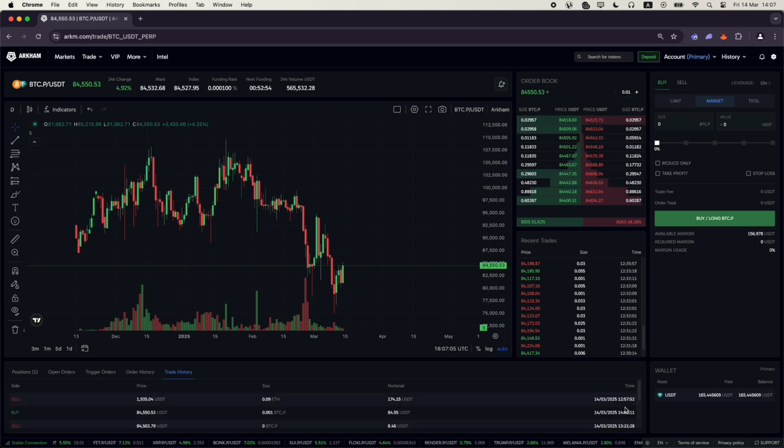In the wallet section on the bottom right, you can check how much USDT you have available as margin. Margin is the money you put up as collateral to borrow against for trading. Keep an eye on your margin. If a trade moves against you too much, you'll risk liquidation, the loss of your margin.